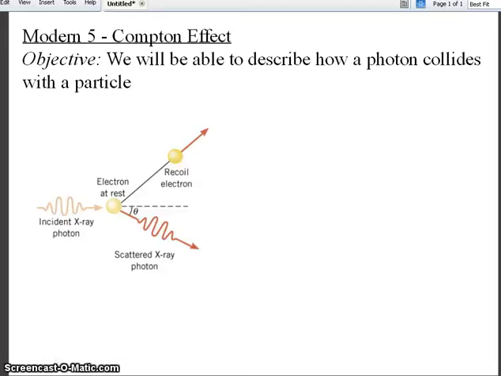Good morning, class, and welcome to this lesson on Modern 5, the Compton effect. Today we will be able to describe how a photon collides with a particle.